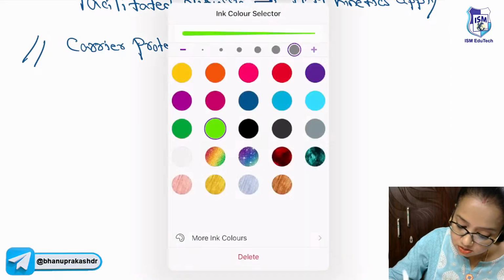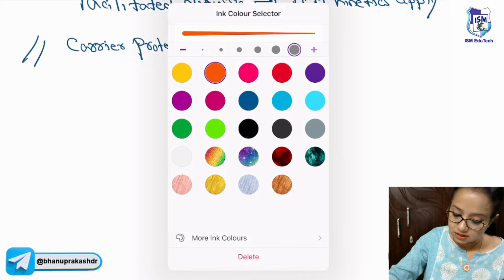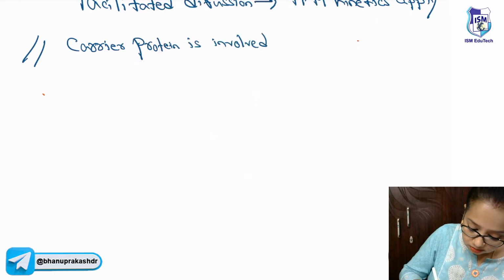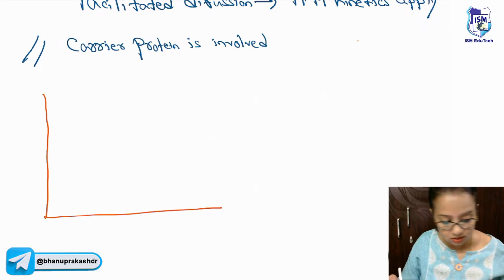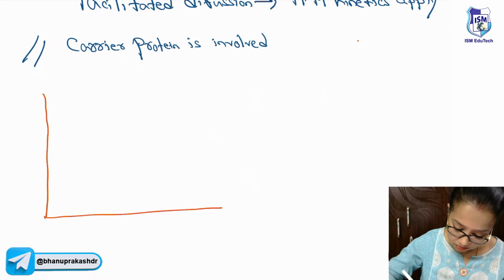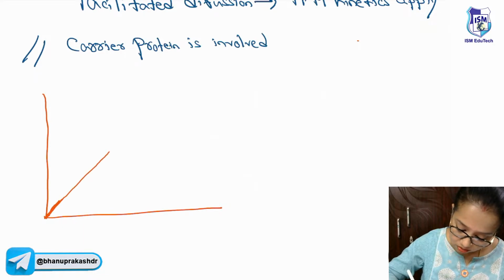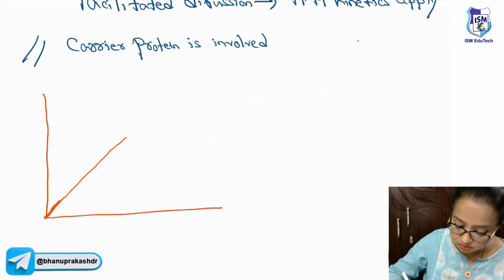So carrier protein means what? There is a binding site. Now, drawing the graph only for the facilitated diffusion: initially when there is low concentration, as soon as the molecules bind on the carrier protein, the rate of facilitated diffusion increases. The more molecules bind to the carrier protein, the faster is the rate of facilitated diffusion.